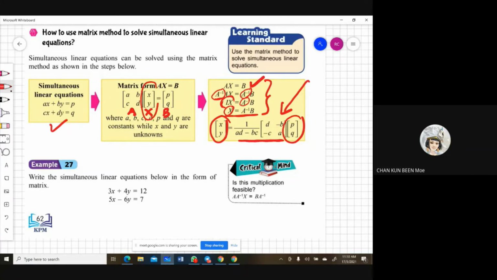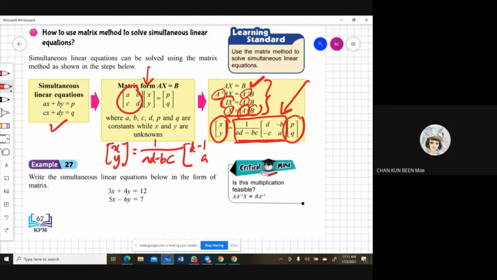So to get X, it is equal to the inverse of A, so we get the inverse of this. The inverse is this formula here, multiplied by B. So this is B. Okay, so you just need to remember here. Whenever they ask you to find X, Y, it is the inverse. We multiply the inverse first, which is 1 over AD minus BC, multiplied by the matrix over here, which is D, negative B, negative C, A, and multiply by the last matrix given, P, Q, to get the answer.